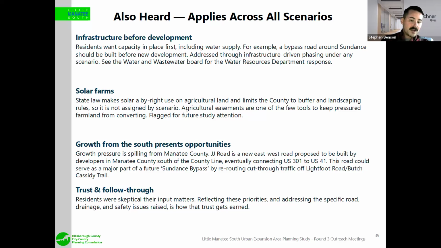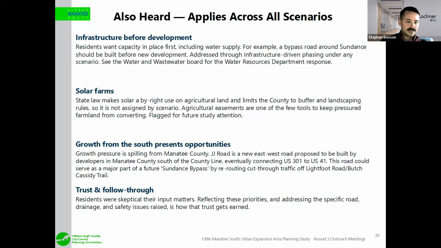Growth from the south presents opportunities. This area does, of course, abut Manatee County to the south, and there has been significant development activity, residential areas, commercial areas, as well as roadway connections planned, including an east-west road that is proposed to be built by the developers south of the county line, that would connect US 301 to I-75 and potentially to 41. This road could serve as a major part of a future Sundance bypass by rerouting cut-through traffic off Lightfoot Road and Butch Cassidy Trail.